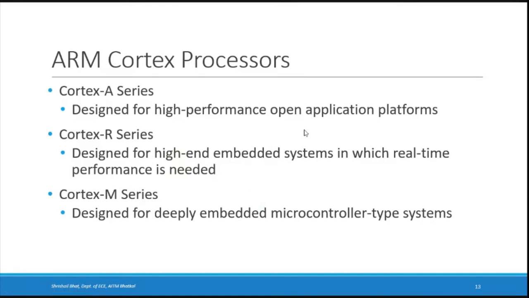So A is designed for high performance open application platforms. Wherever we need very high performance applications like mobile phones, we use Cortex A series. And R stands for real time. They are designed for high-end embedded systems where real-time, time-critical response is required, right? Then M series is for deeply embedded microcontroller type systems. They are actually low-cost devices which are used in normal microcontroller applications.